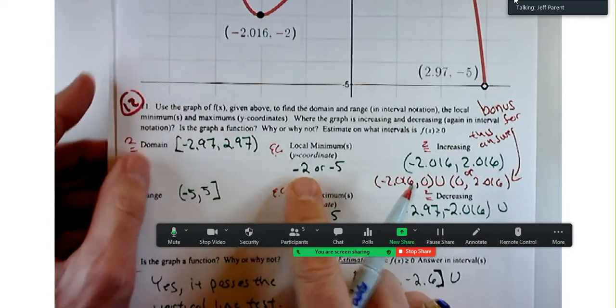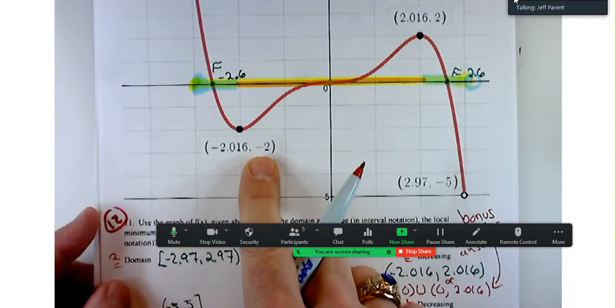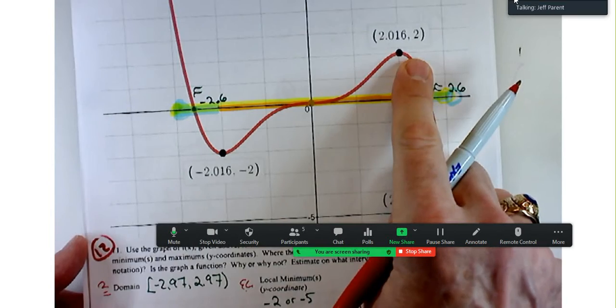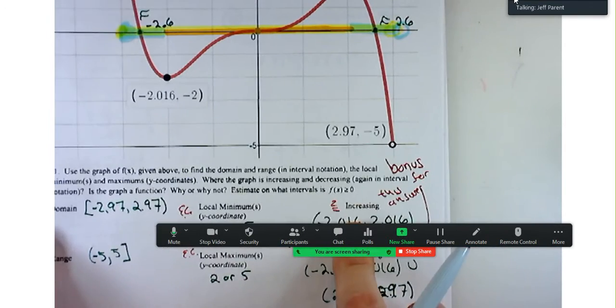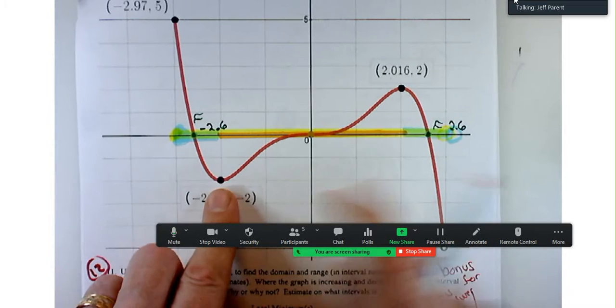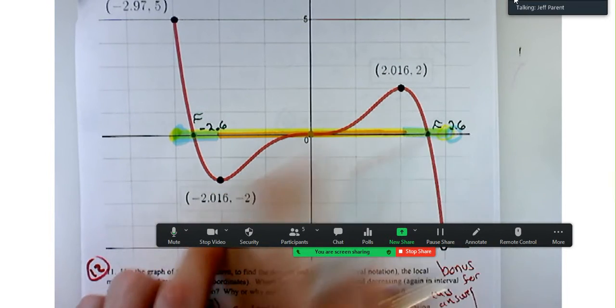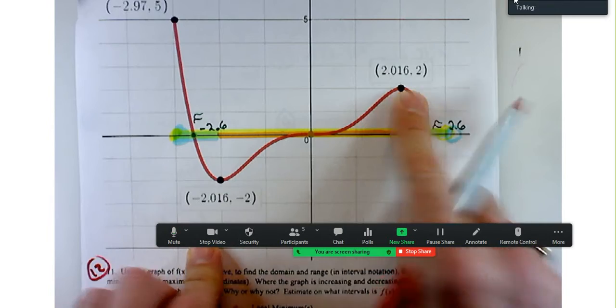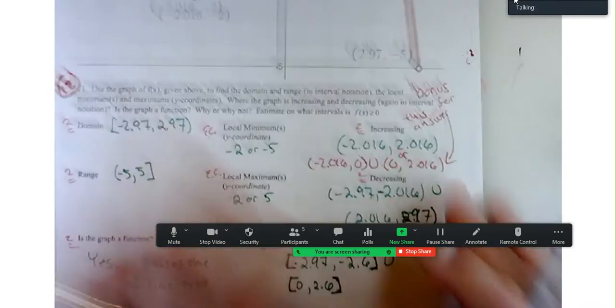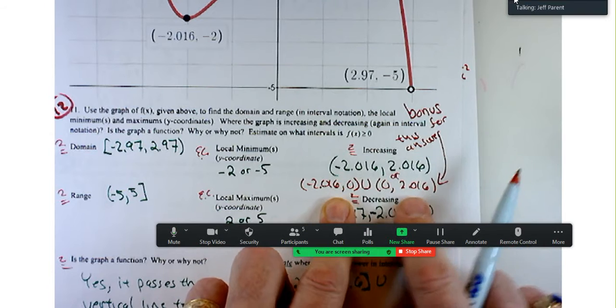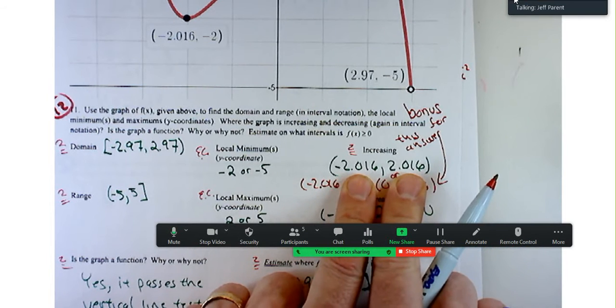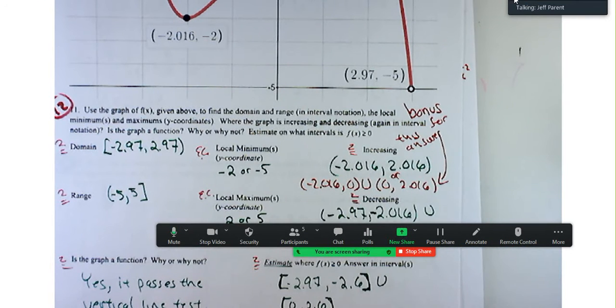But as far as local mins and local maxes are concerned, mostly what I was looking for was the y coordinate here and the y coordinate here. Local min, local max. Increasing. Well, it starts increasing right here, and I gave you that point on the graph. So it starts increasing from here to here. If you notice that g at 0, it's neither increasing nor decreasing. If you wrote it like this, broke it up, you might notice that you got a bonus point for this answer. But this is mostly what I was expecting, and that's what most people gave me.